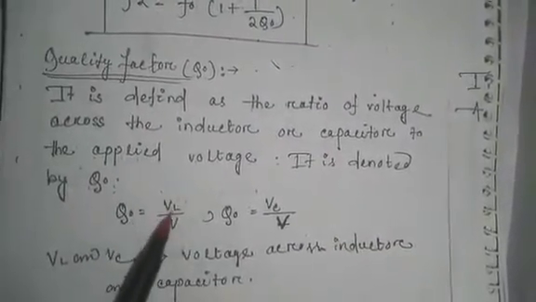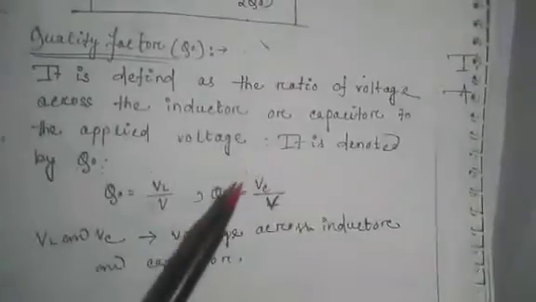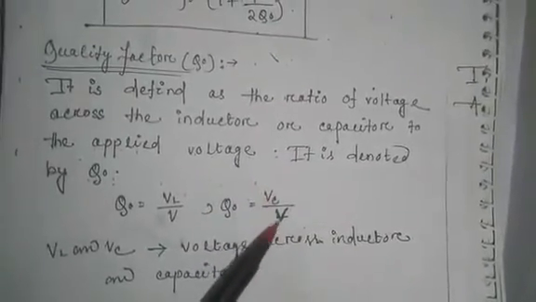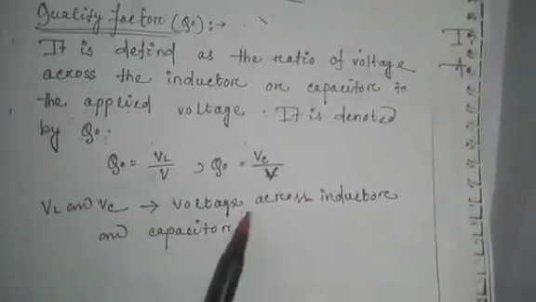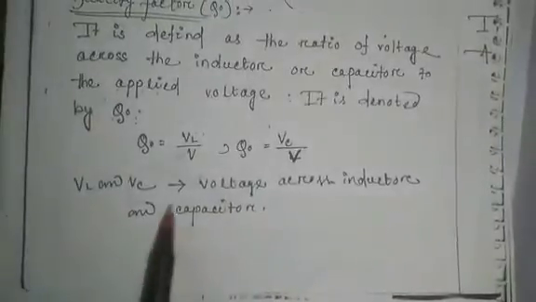Q0 is equal to the voltage across the inductor divided by the applied voltage, or the voltage across the capacitor divided by the applied voltage: VL by V or VC by V. What is VL and VC? VL is the voltage across the inductor and VC is the voltage across the capacitor.